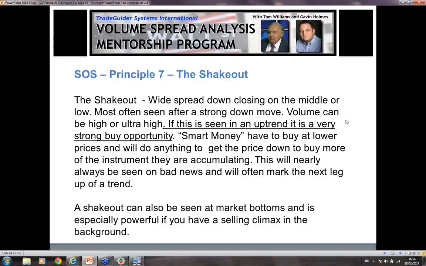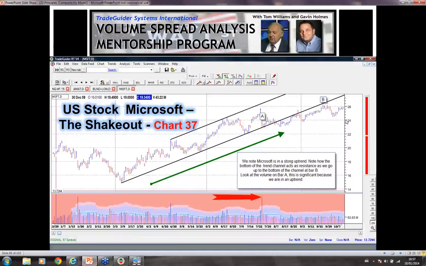Smart money have to buy at lower prices and will do anything to get the price down to buy more of the instrument they are accumulating. This will nearly always be seen on bad news and will often mark the next leg up of a trend. A shakeout can also be seen at market bottoms and is especially powerful if you have a selling climax in the background.